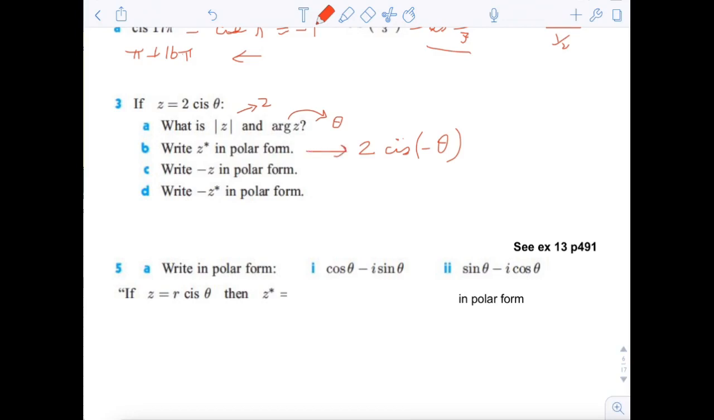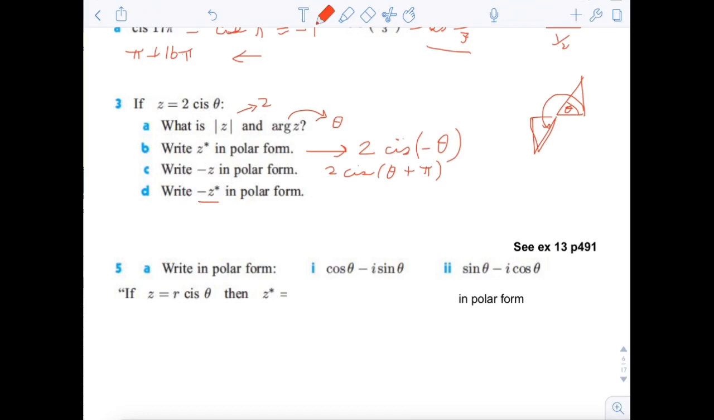Okay, what about negative z in polar form? So if you have negative z, basically you are reversing both the real and the imaginary component. So the triangle goes from the first quadrant to the third quadrant, or to the opposite quadrant basically. So in that case, instead of being theta here, you're going to have this theta, which is theta plus 180 degrees, or theta plus pi, right? So basically it would be 2 cis theta plus pi.